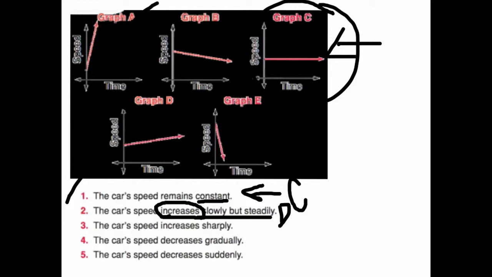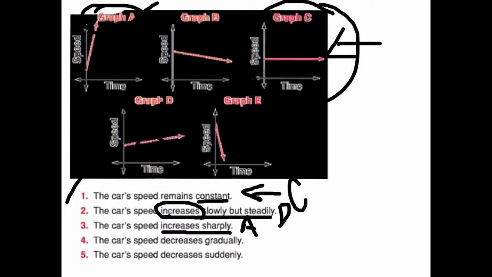Okay, let's try number 3. The car's speed increases sharply. Now, I can go ahead and find the graphs that have slopes that are increasing because it says it increases. And the only graph left for that is graph A, which makes sense that it matches because if this car's speed is increasing sharply, my slope is going to be very, very steep.